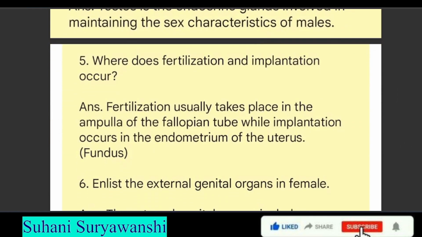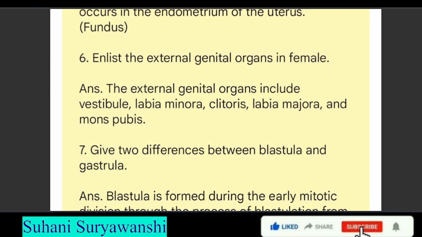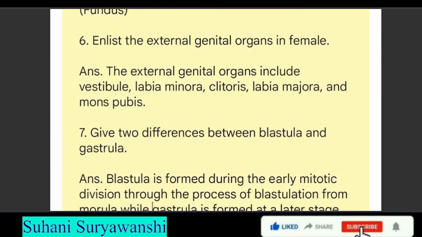Where does fertilization and implantation occur? Fertilization usually takes place in the ampulla of the fallopian tube, while implantation occurs in the endometrium of the uterus. It is fundus part of uterus. Enlist the external genital organs in female. So the external genital organs include vestibule, labia minora, labia majora, clitoris, and mons pubis.